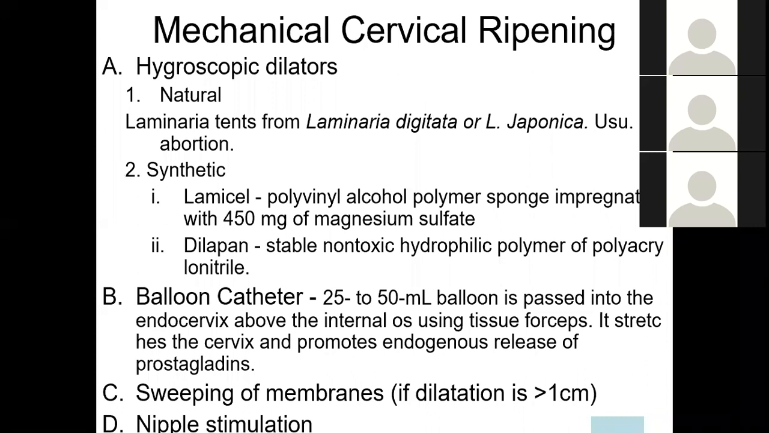It works by stretching the cervix and by promoting the release of endogenous prostaglandins. Then we have sweeping of membranes, where you insert your index finger in the extraamniotic space and rub it. As you rub it, it stimulates the release of prostaglandins, which cause contractions. And then finally is nipple stimulation, which works the same way as sweeping of membranes by increasing release of endogenous prostaglandins.